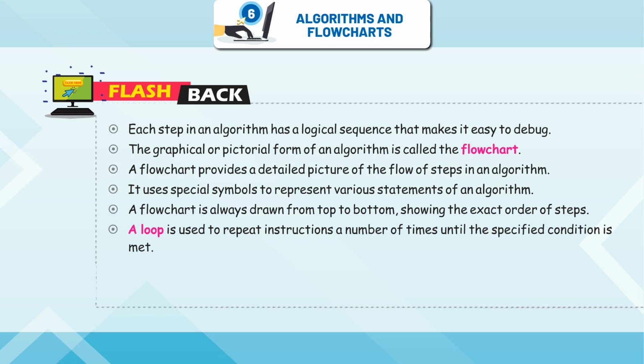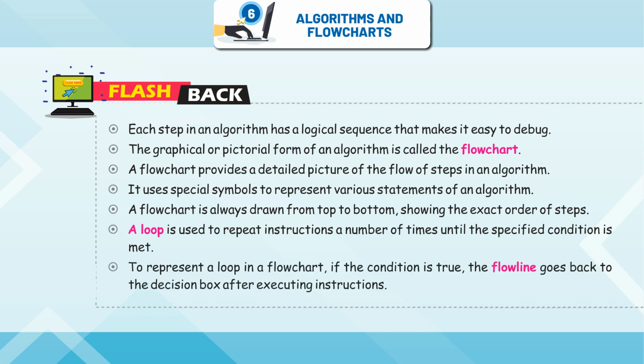A loop is used to repeat instructions a number of times until the specified condition is met. To represent a loop in a flowchart, if the condition is true, the flow line goes back to the decision box after executing instructions.